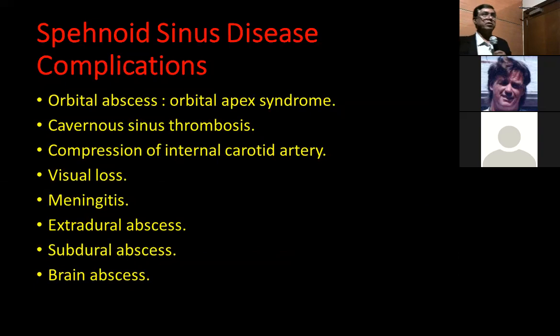So what are the complications? Why are we presenting this? Because of fear of complications, because of fear of somebody missing the diagnosis, not being careful enough. Because common is common, rubbish. Common is common in the eyes and the minds of very superficial people who are not thinking, who should not be in the medical field actually. Complications: orbital abscess, cavernous sinus thrombosis, compression of the internal carotid artery, visual loss, meningitis, extradural abscess, subdural abscess, brain abscess.